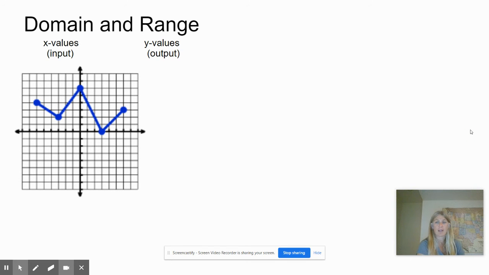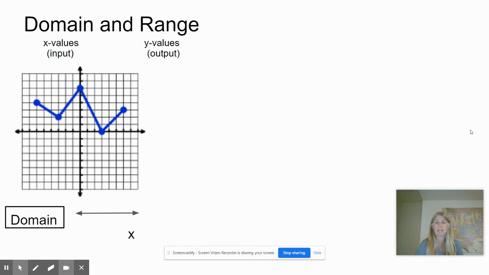Here's our first graph. Now we want to know what both the domain and the range is. So when we look at our domain, we're looking at our graph from left to right. What is the smallest number? What is the smallest x value on the left? And what is the greatest x value on the right?